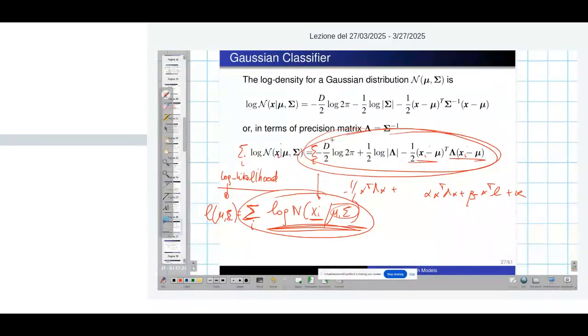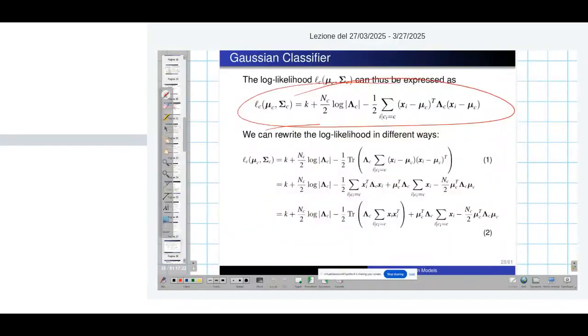Now, as before, I have a sum of constant terms that I don't care about. Then I have a sum of 1/2 log determinant of lambda. This does not depend on x. So when I sum this, how much do I get? N times what's inside the sum. And then I have a sum of these terms. This is what you have in the next slide.